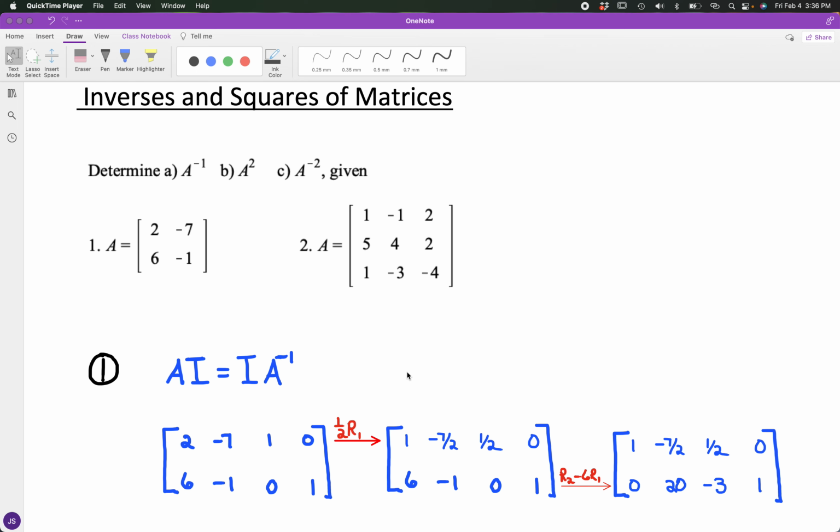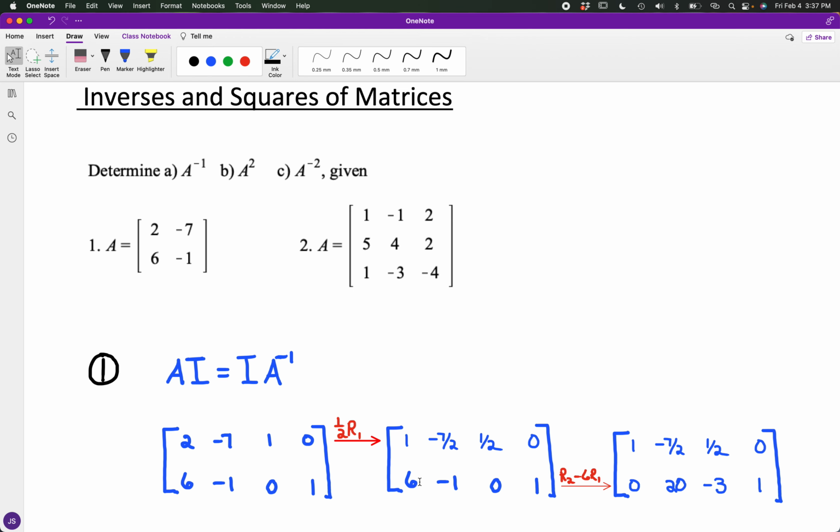Looking at the setup, you have A with 2, negative 7, 6, negative 1, and alongside it, the 2 by 2 identity, with 1, 0, 0, and 1. Taking the transformation from 2 in the upper left to 1, if I take half of the first row, I'm going to have 1, negative 7 halves, 1 half, and 0.